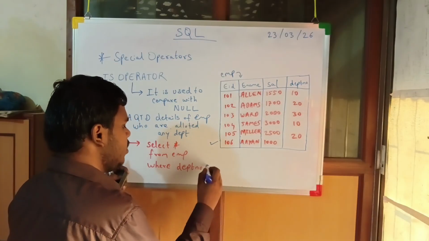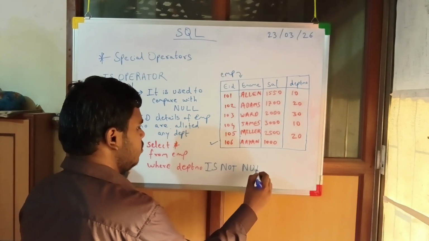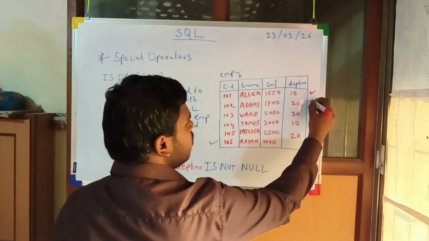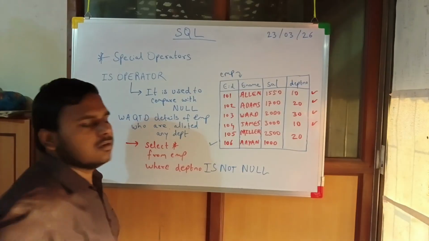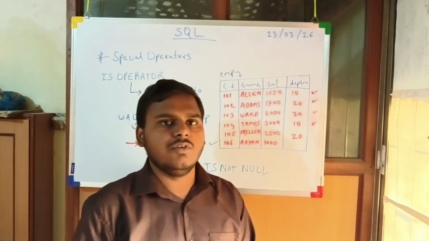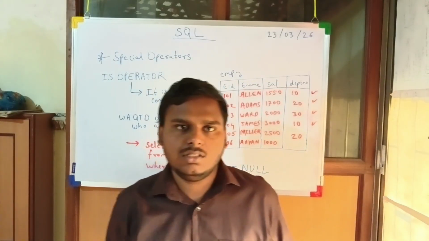Okay, use another operator, is not. So you will get the first 4 records as a final output. This is how is null and is not null will work. This is a short idea of is and is not null. This is the use case.